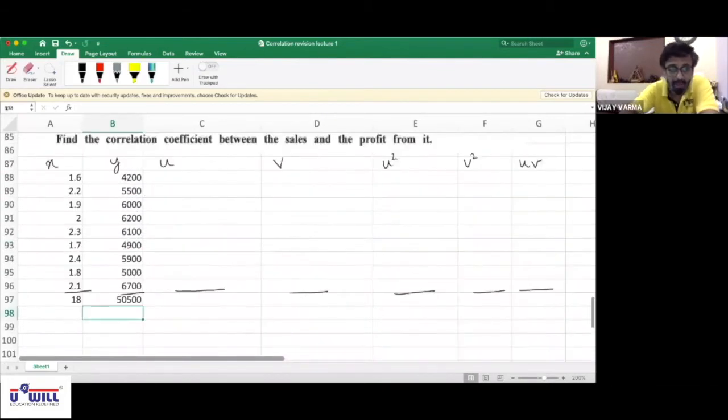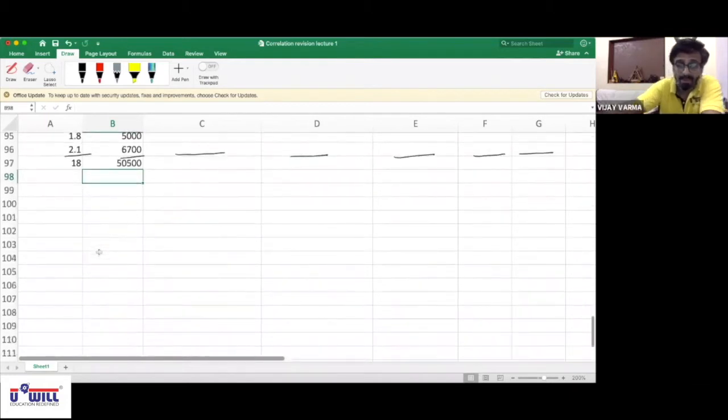First of all, you can see how many values are there: 1, 2, 3, 4, 5, 6, 7, 8, 9. So 9 values are there. So first we find out x bar and y bar.